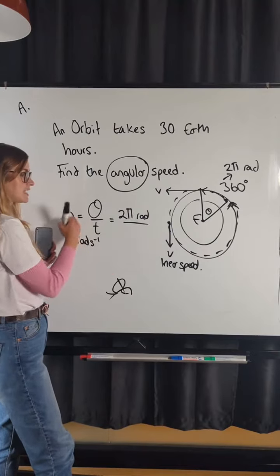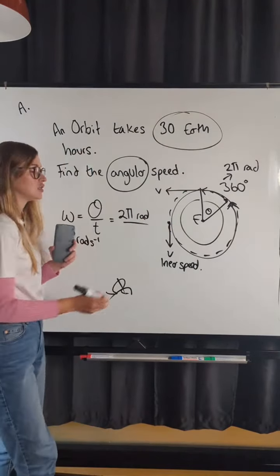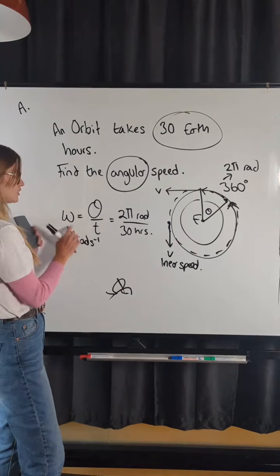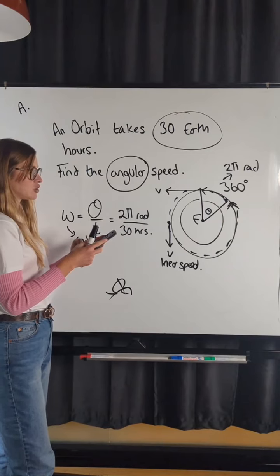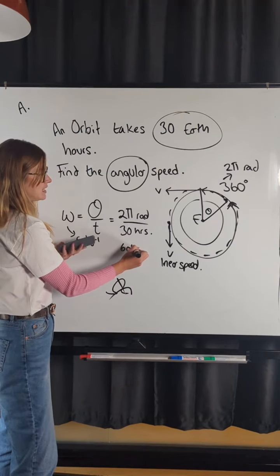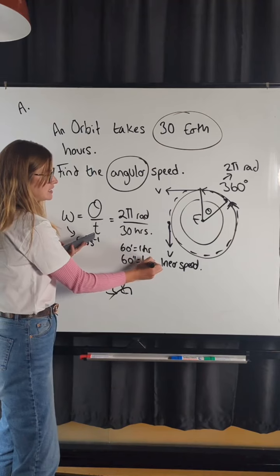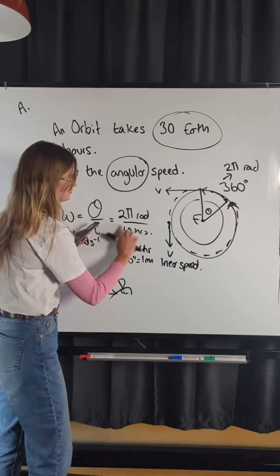And the time it takes to go through that full circle, that full orbit, it told me was 30 Earth hours. So I know that time there is going to be 30 hours. But again, I know the unit is radians per second, so it can't be in hours. I know there's 60 minutes inside 1 hour, and I know there's 60 seconds inside 1 minute. So all I do is 30 times 60 times 60 to see what that is in seconds.